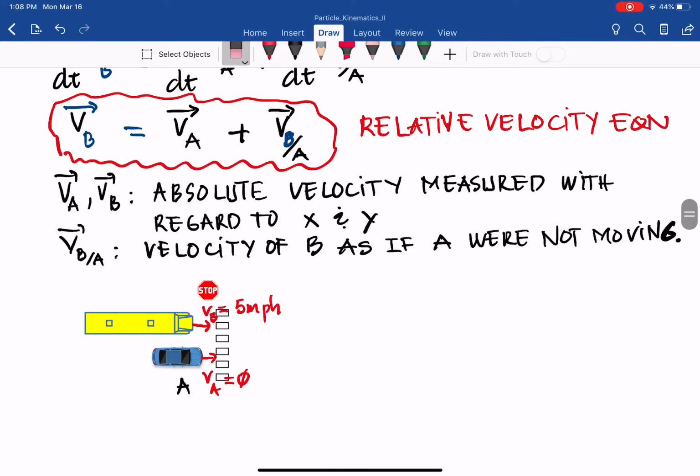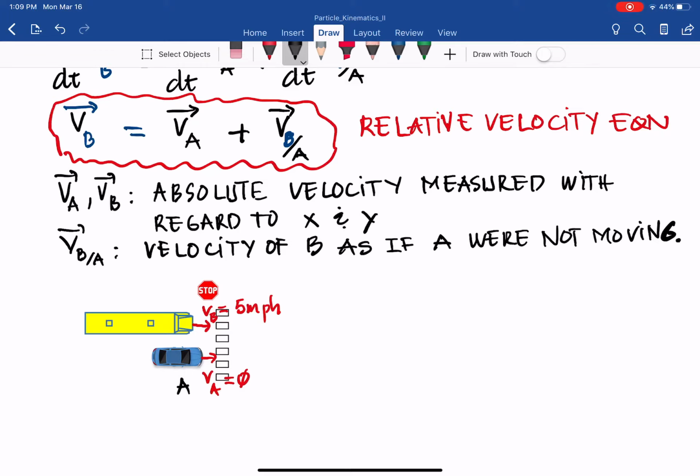So let's continue with the example where you stop at the stop sign and you see the bus approaching at 5 miles per hour. When you look at the bus, it seems you are backing up your car. It was not, but it's about the relative velocity concept. So we apply the equation we just learned.